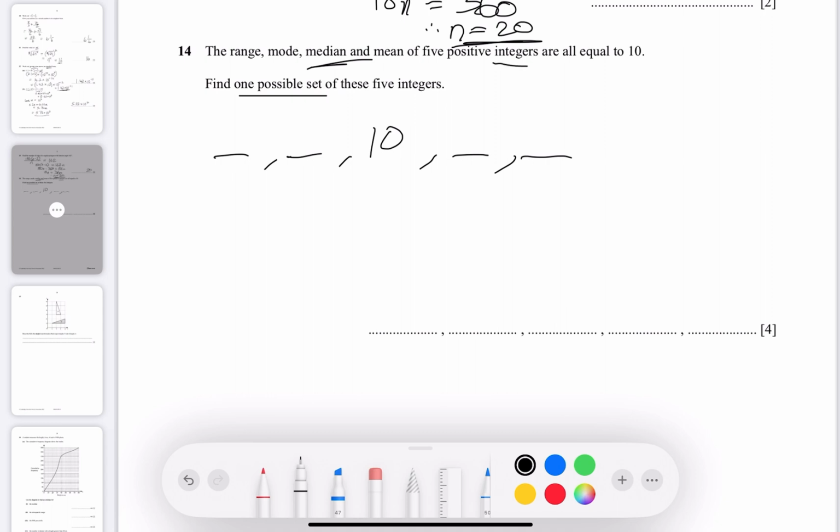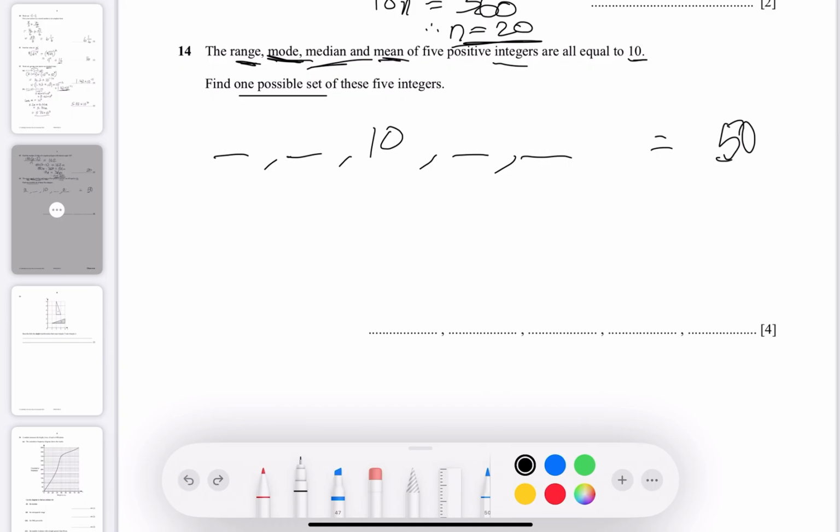And now we know that if the mean is equal to 10, the sum of these 5 numbers must be equal to 50, so that when you divide it by 5 to find the mean, it's 10. Okay, and the mode is 10. And the range is also 10. So if this number is a, this is a plus 10.